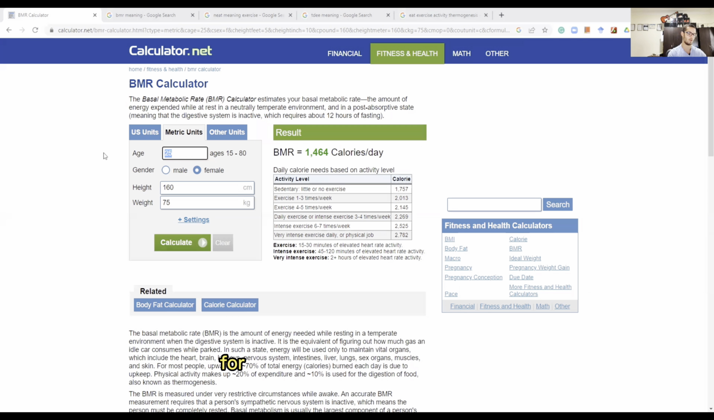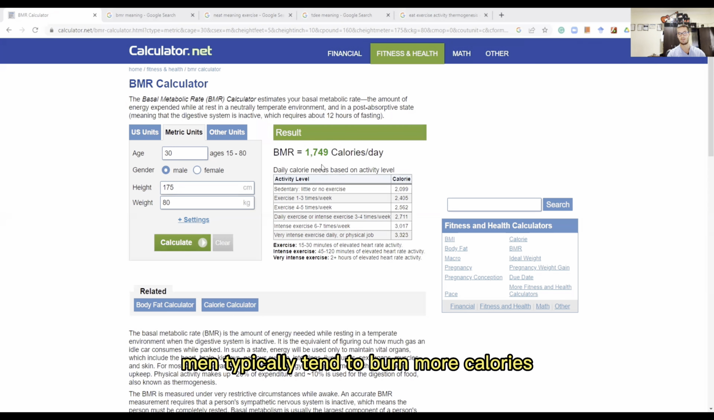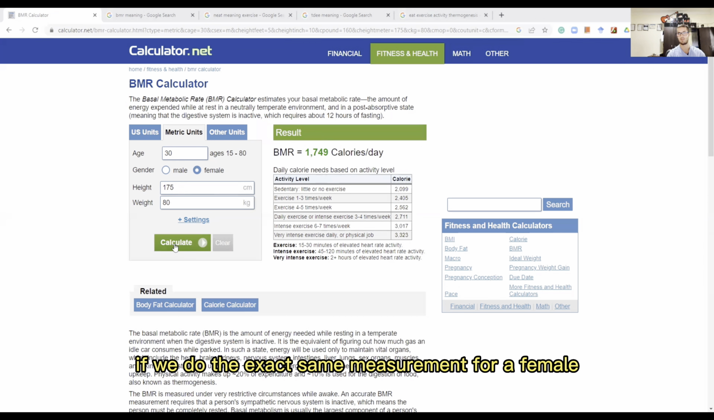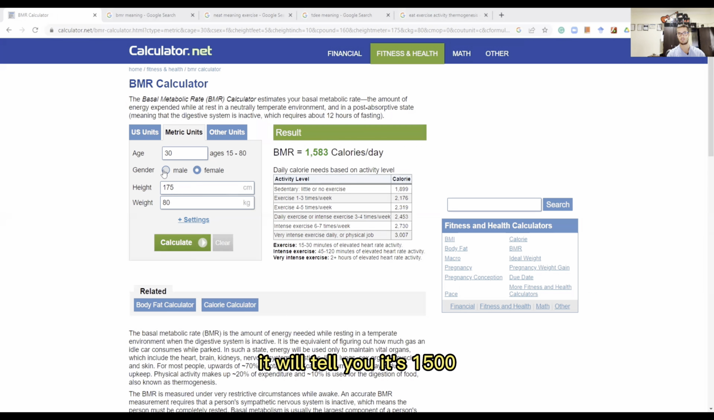Let's do another example for a male who's 30 years old, and he is 175. It is raining here, and he is, let's say, 80 kilograms. And let's calculate. And now by changing the gender, you'll see that men typically tend to burn more calories. If we do the exact same measurement for a female, it will tell you it's 1,500. But for a male, usually we burn more calories, which could have to do with muscle mass. And again, as you have more muscle mass, you burn a lot more calories while being sedentary, which is really good. So this is another example.